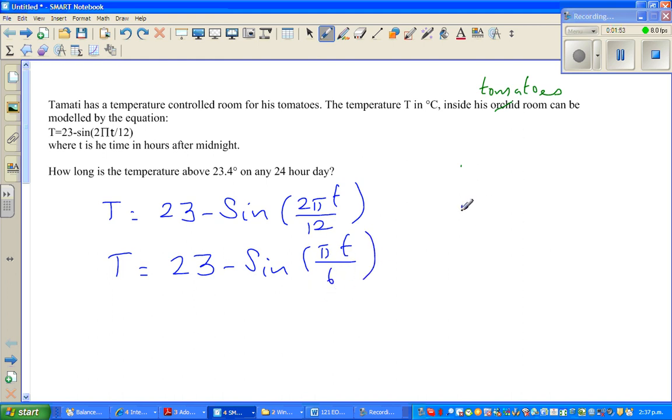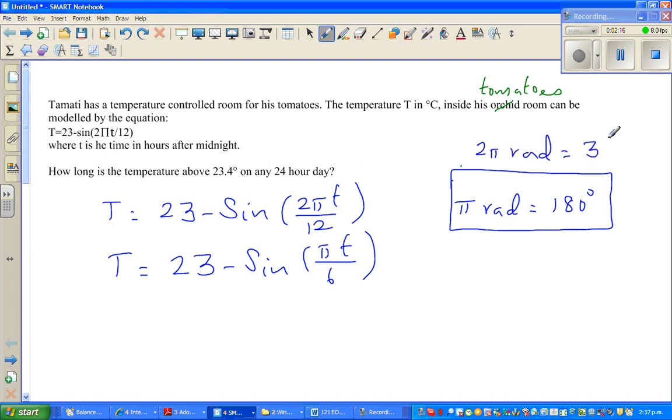Now pi, you should understand, is in radians. Whenever you have pi in trigonometry or in calculus, it's always in radians. Pi radians is 180 degrees, so this is a relation between radians and degrees. One full circle, or 2 pi radians, is 360 degrees. Now they have given it in radians. I will change this into degrees because we tend to think in degrees more. So I can write the temperature as 23 minus sine of 30t, since pi by 6 is 180 by 6. So now this is in degrees.